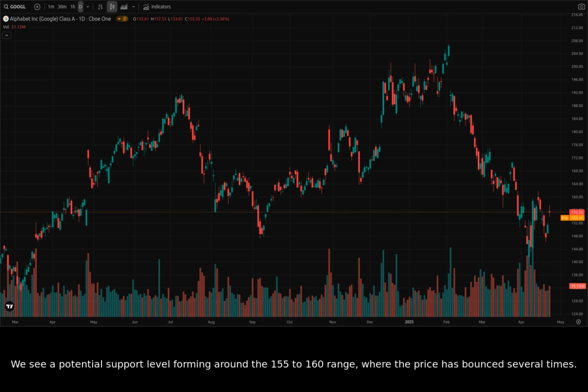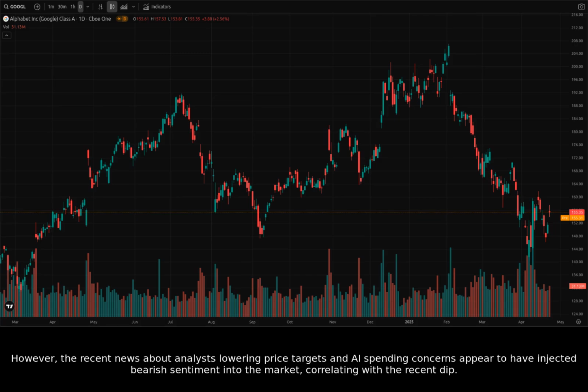We see a potential support level forming around the 155 to 160 range, where the price has bounced several times. However, the recent news about analysts lowering price targets and AI spending concerns appear to have injected bearish sentiment into the market, correlating with the recent dip.